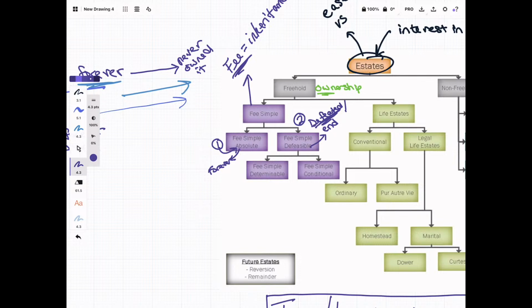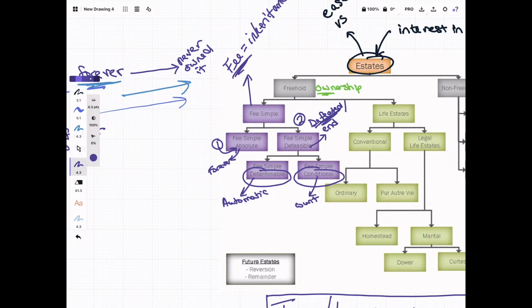Thank you. Right? So, in a defeasible estate, your ownership could be defeated. It could be ended. Now, once again, we've got to make it complicated. You've got this determinable and you've got this conditional. The easy answer is automatic versus court.